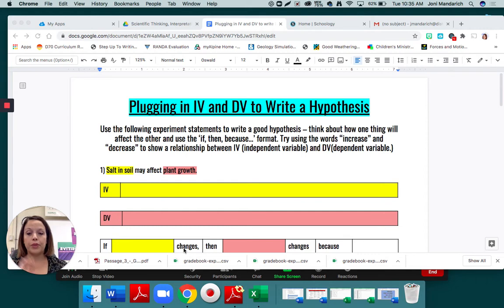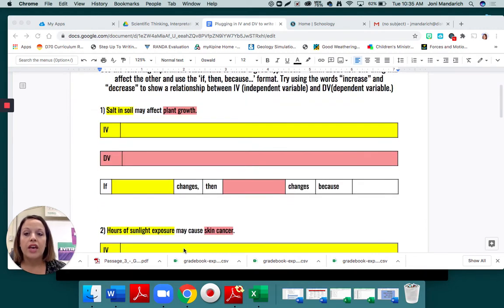Okay, so let me model what I want you guys to do. I'm going to look at number 1, and it says that salt in soil may affect plant growth. If I'm a farmer and my crops are doing terribly, like I spent all this money to buy all this corn seed, and then when I plant my cornfields, none of it comes up well, I'm going to want to know why. And so maybe as a scientist farmer, I would say, what factors in my soil are affecting my plant growth? Well, guess what? I could do an experiment.